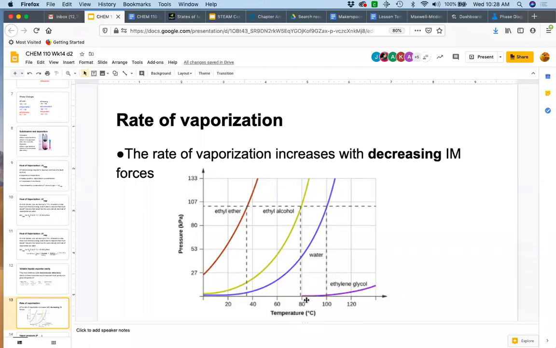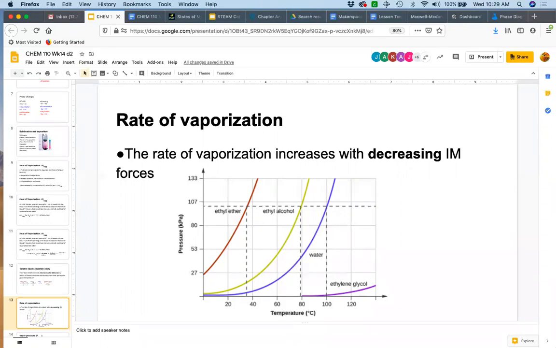So we said at 80 degrees, that's a pretty warm day. Even on a very warm day, I'm not going to see a lot of vaporization of ethylene glycol. It's going to stay a liquid. I will see some vaporization of water, but both ethyl alcohol and ethyl ether will vaporize very quickly. In fact, my suspicion is that as soon as you drop that droplet, it would vaporize. So when we think about the rate of vaporization, it's dependent upon the intermolecular forces.